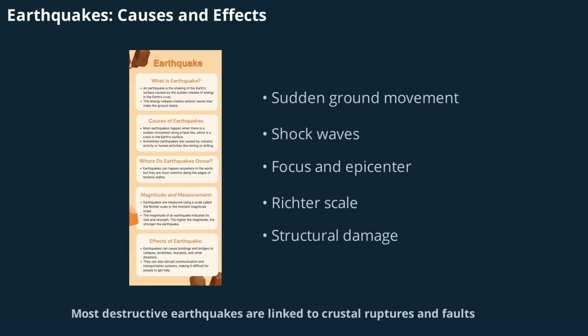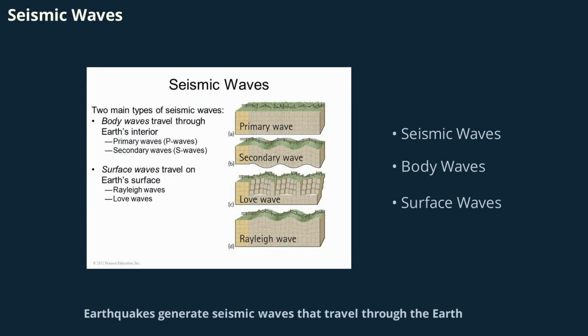Most destructive earthquakes are linked to crustal ruptures and faults, causing dramatic changes and damage to structures. Earthquakes generate seismic waves that travel through the Earth. There are two main types: body waves and surface waves.